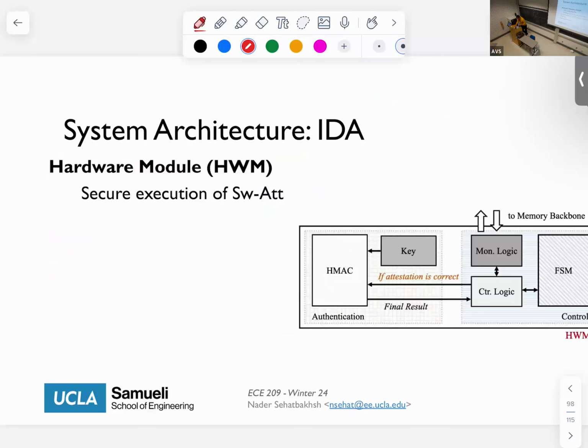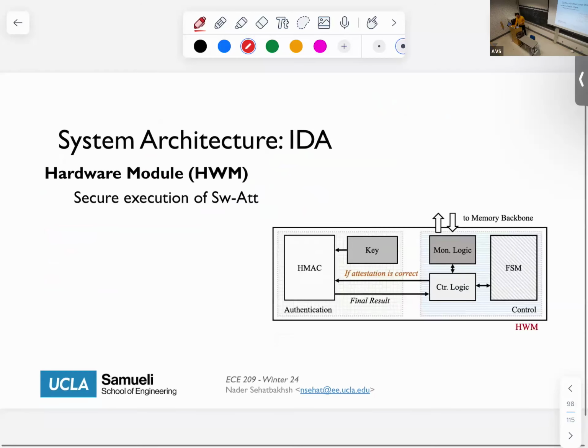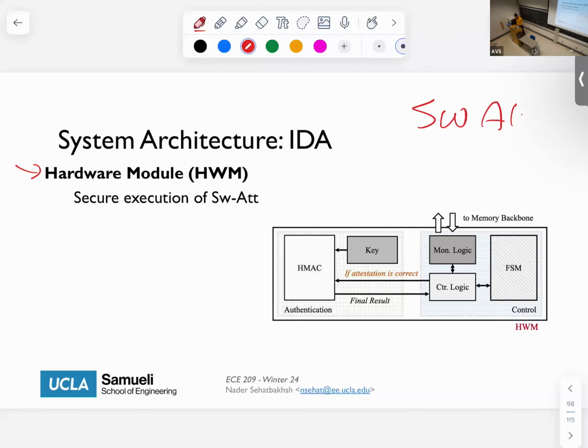So here are the units that you're adding to the system, okay? We're going to have this hardware module, or HWM, which all it does is make sure that the software attestation process is working correctly. Remember, I had the software attestation process, which was basically just going through the hash and computing the hash, okay? In a software-only attestation mechanism, I didn't have any mechanism to make sure that this process was working or not. And that's why we were relying on time.